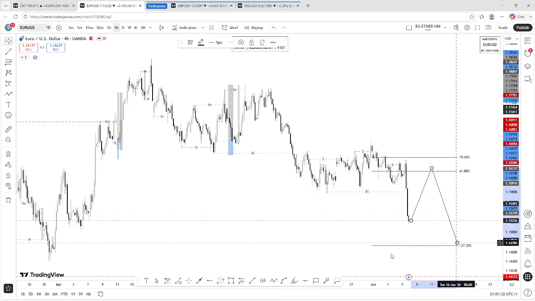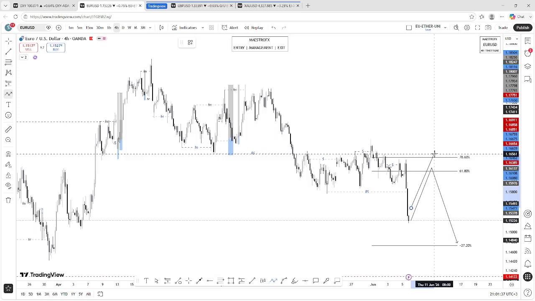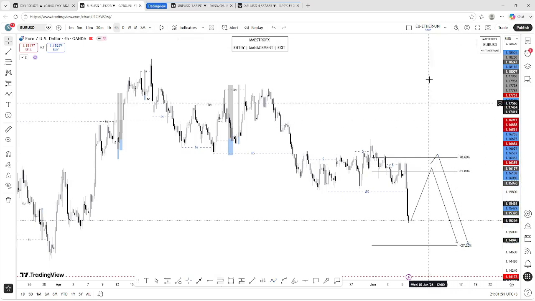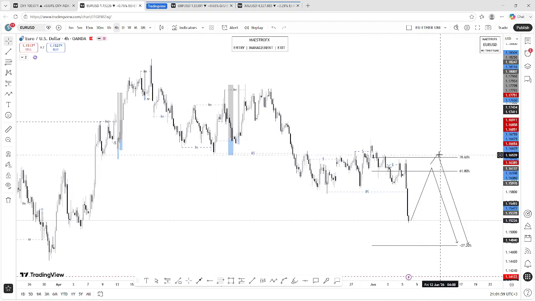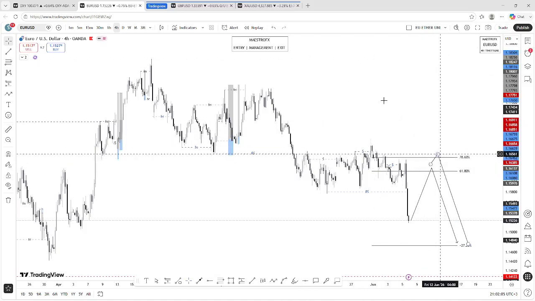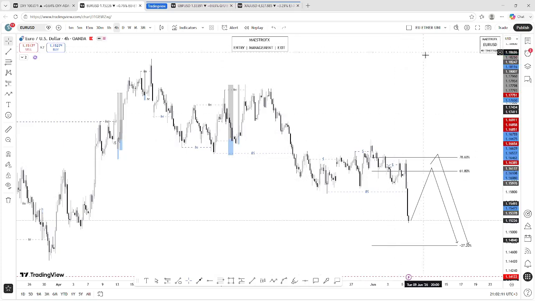61.8 or a correction to at least 78.6 before we flash to the downside. And again, I think we will look at the fundamentals at the end, because this week there are very, very important fundamentals, and as we know, it's fundamentals which catalyze all these moves.